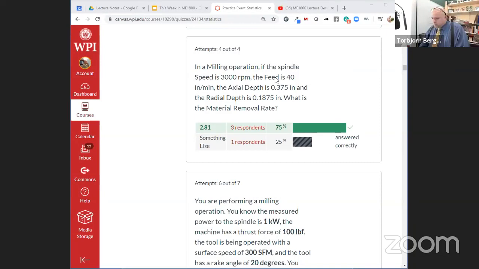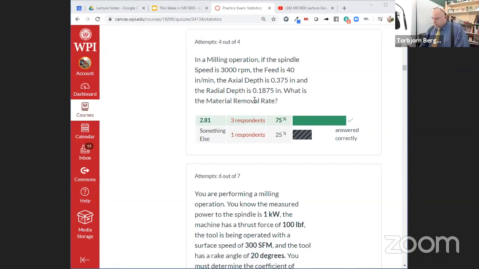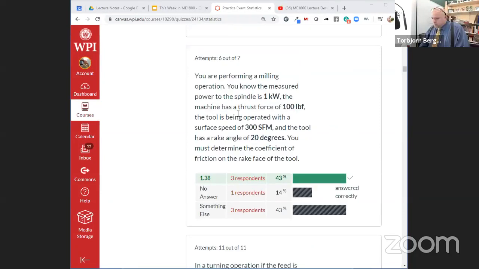We need to be able to go from spindle power to the friction on the rake face of the tool. And so you had to solve this problem in two steps, right? You had to take your estimated power, and then you had to back calculate to find the friction force. So about half of the people that got that question got it right.